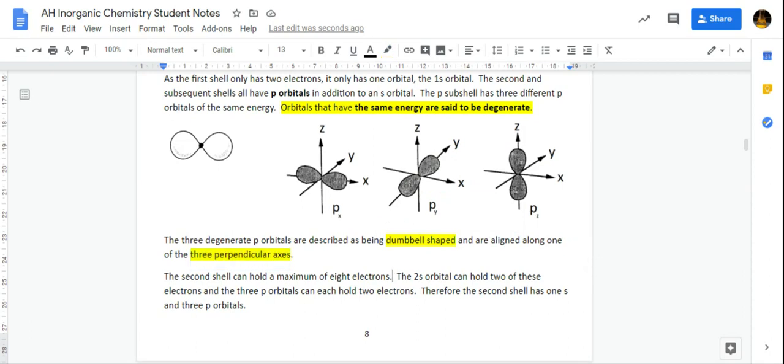So the second shell, this is the second energy level, can hold a maximum of 8 electrons. You'll remember that from electron arrangements that you've done in 3rd and 4th year. Those 8 electrons are broken down into 2 electrons in the 2s orbital and 6 electrons in the 3 2p orbitals. Okay, so that's where we get the 8 electrons from.